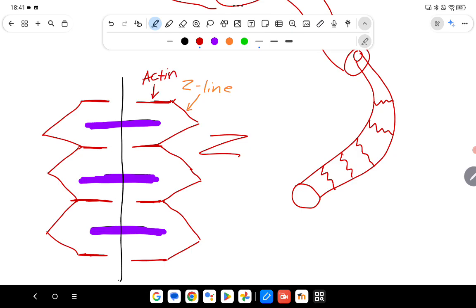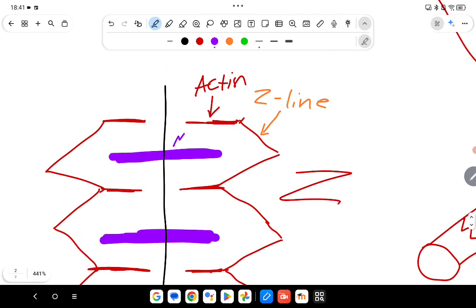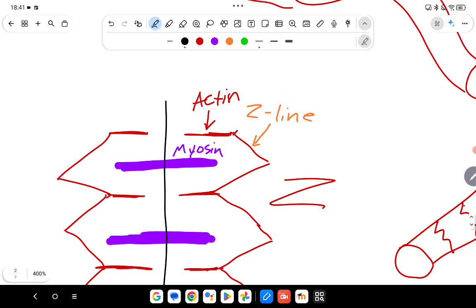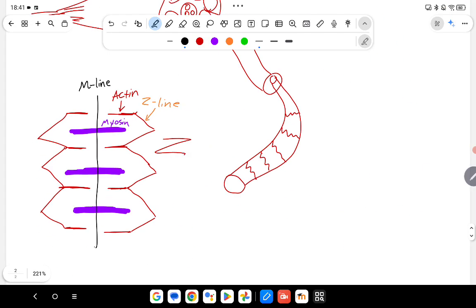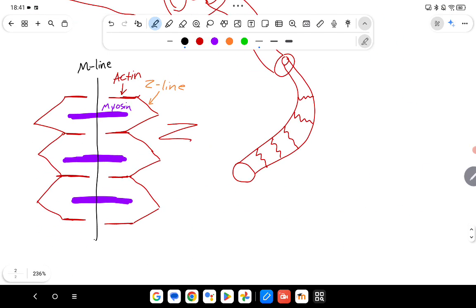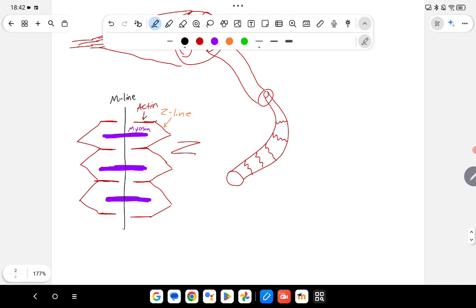So I want you to be able to draw something like this. If you can draw something like this, then you're good to go. Okay. Myosin. And then here's your M line. Okay. So essentially, muscle contraction is the actin filaments getting closer to the M line. That creates this shortening effect, allowing the muscle tissue to shorten and contract. And the larger effect you see is movement, usually.